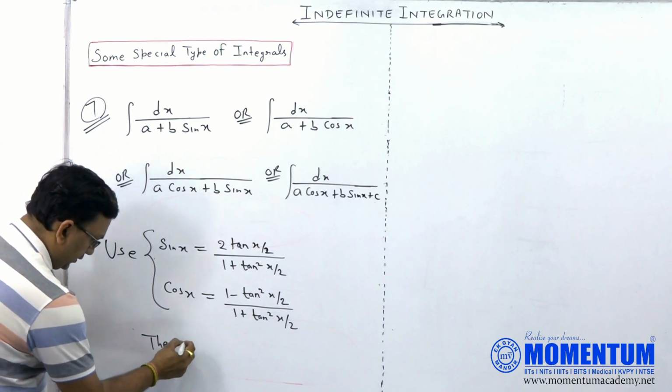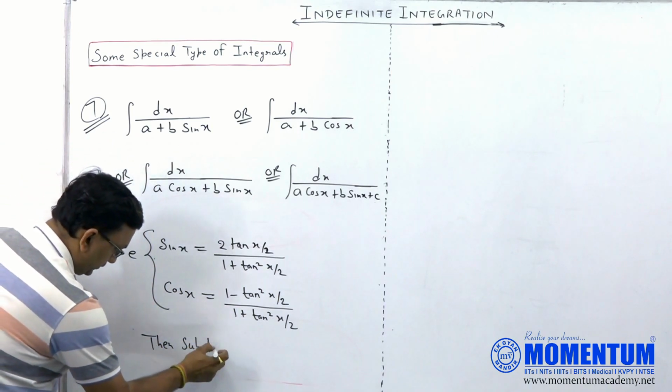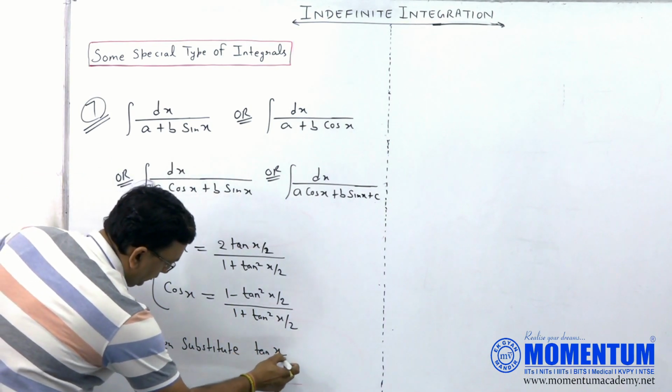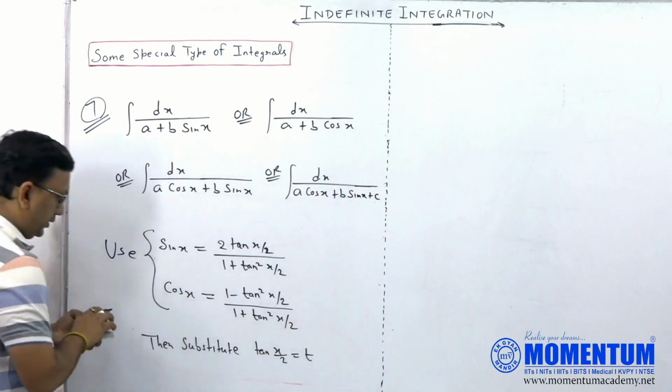Then make the substitution, that is, tan of x by 2 is equal to t.